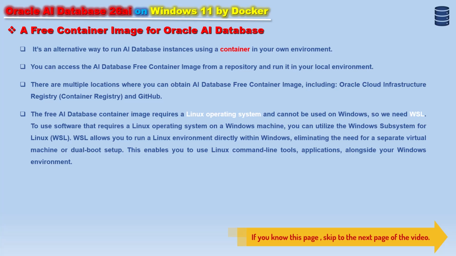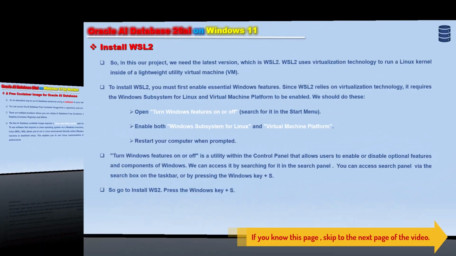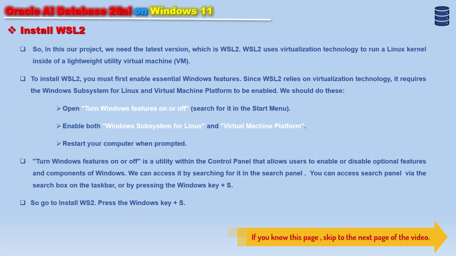we need WSL. To use software that requires a Linux operating system on a Windows machine, you can utilize the Windows Subsystem for Linux, WSL. WSL allows you to run a Linux environment directly within Windows, eliminating the need for a separate virtual machine or dual boot setup. This enables you to use Linux command line tools and applications alongside your Windows environment. So, in this project, we need the latest version, which is WSL2.